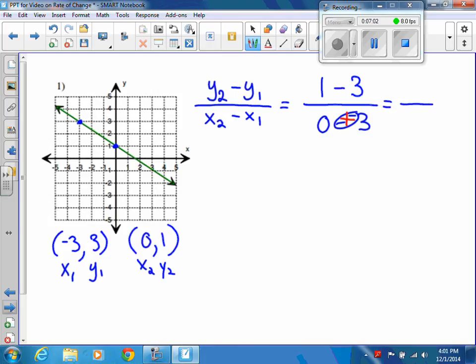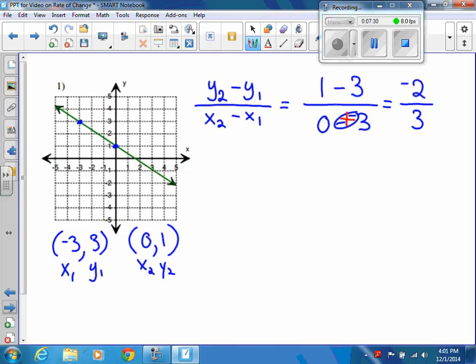What is 1 minus 3? We get negative 2. And 0 plus 3 is 3. So my answer here is negative 2 over 3. If I were going to change that to a decimal for my actual rate of change, it would be negative 0.666 repeating. But I'm going to leave it like this for now, because I'm also going to double check to make sure that this is true with my rate of change.